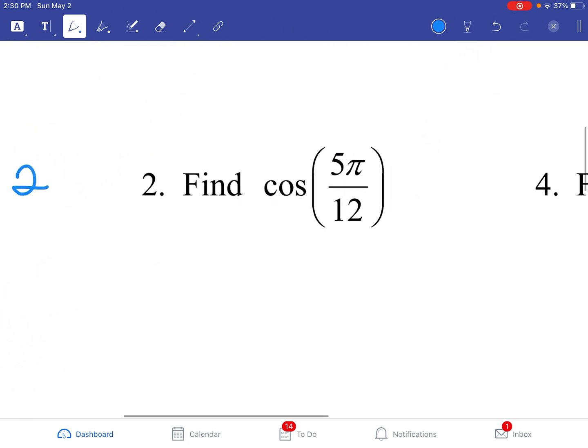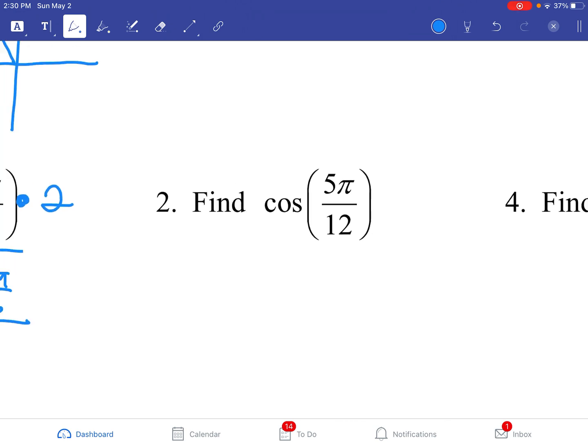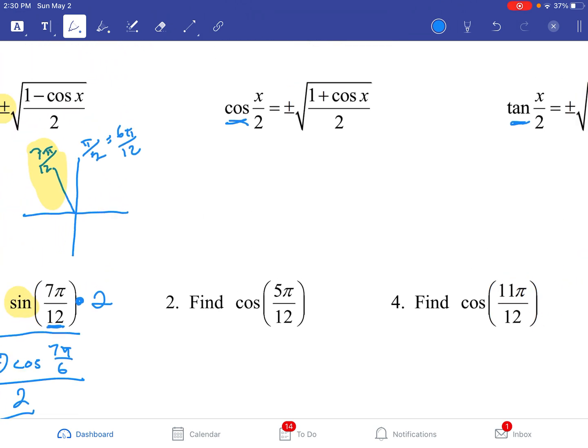Next, we're going to look at the cosine. Again, we're going to use one of the formulas. We're going to use the cosine formula. We have 5 pi over 12. So 5 pi over 12 would be somewhere around here. But we don't know where 5 pi over 12 is as a radian. So we're going to multiply it by 2, which gives us 5 pi over 6.